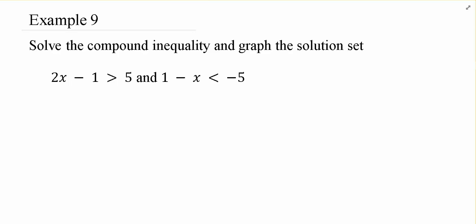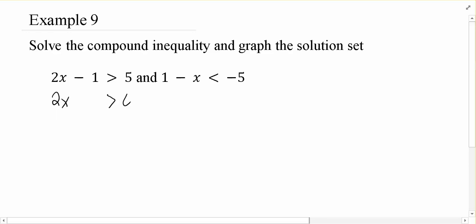Let's go ahead and solve these two inequalities. We can add 1 to the other side, and then divide by 2. We're dividing by a positive, so no big deal. The inequality sign stays the same. Happy, happy. Now for the second inequality, we're going to subtract 1, then multiply by -1. Because we're multiplying by a negative, here's where the inequality sign has to change.